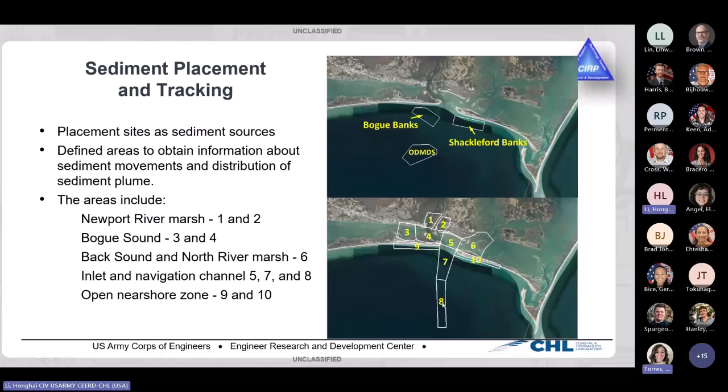So 7 and 8 is offshore, also along the channel. And 3, 4, 5, 6 are the areas inside the sound. And 1 and 2 is near river marshland area. And when we run the model, we see how much material is moving into a certain area. So we have some sense of how the plume moves after release at the placement site.